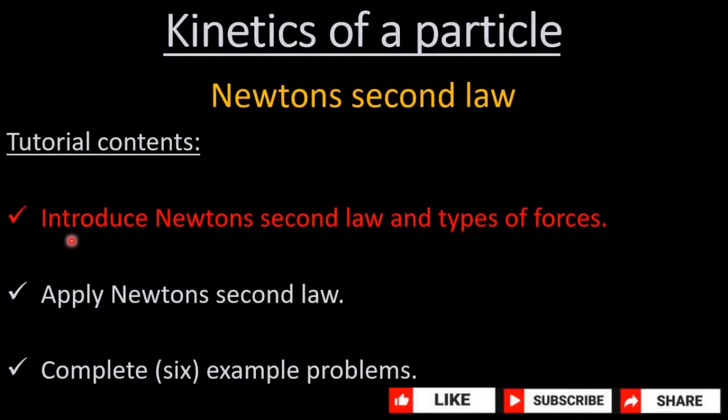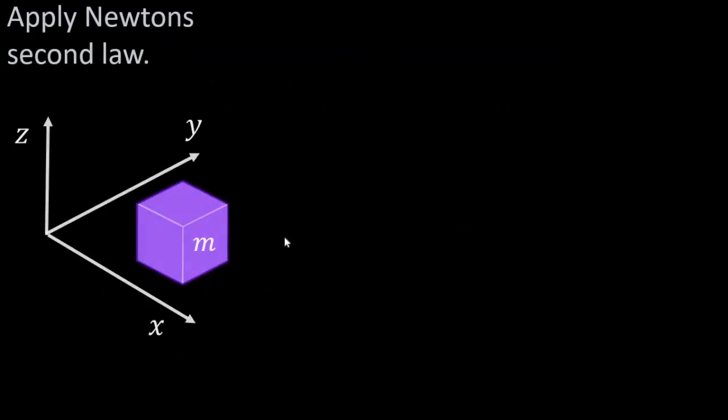Now we've introduced Newton's second law and the types of forces. We're now going to look at some applications with Newton's second law. So here's our mass inside this XYZ coordinate system. I'm going to introduce these unit vectors i, j and k. Hopefully by now you are familiar with these. They are just unit vectors, so their length is just 1, and i points in the direction of x, j points in the direction of y, and k points in the direction of z.